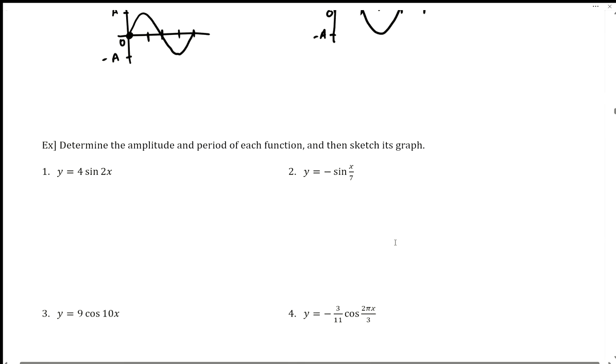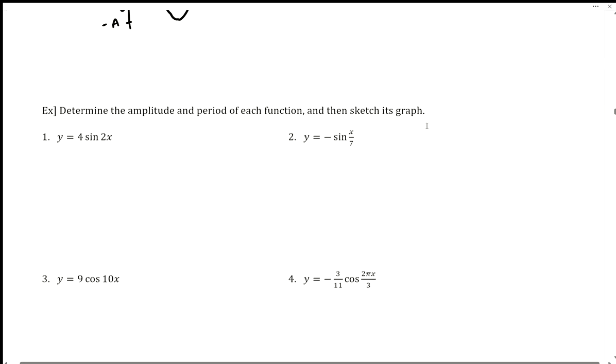Okay, so let's do two sine functions in this problem. I have cosines after. So determine the amplitude and period of each function and then sketch its graph. All right, so we'll break it down. Here is our a. So our a is 4, and that means our amplitude is 4. Okay, so it's positive a already, so I usually don't mark it. If it's negative, I'm going to be more careful.